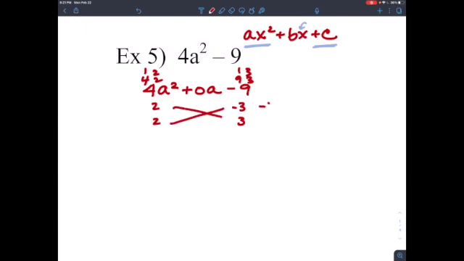So because this is negative 6, that is positive 6. So that's going to be 0. And you should be able to remember that's going to be 1 positive, 1 negative. So it's going to be 2a minus 3 and 2a plus 3.